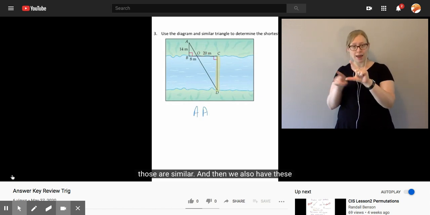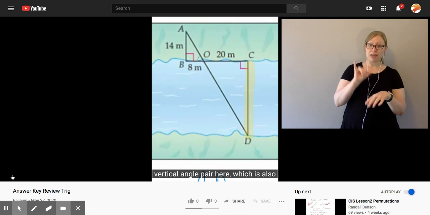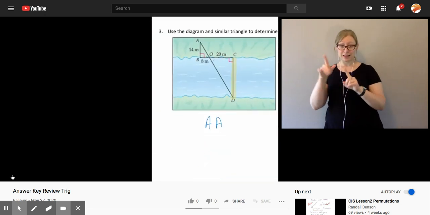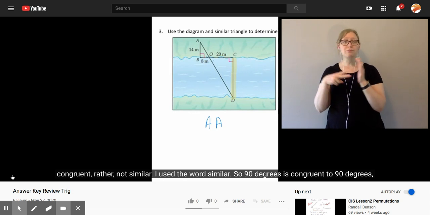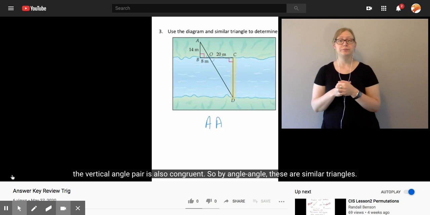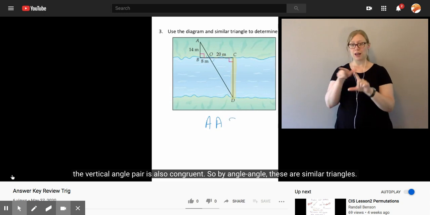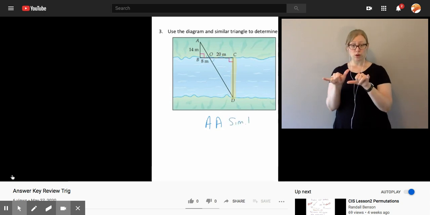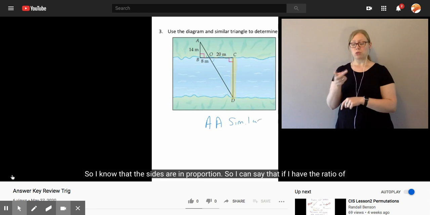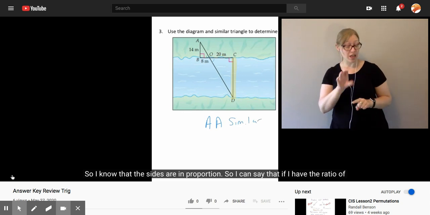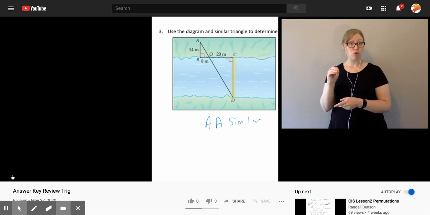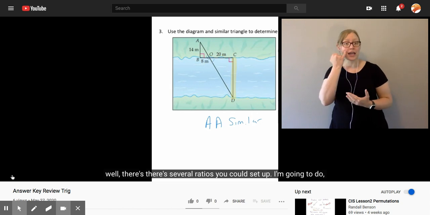And then we also have this vertical angle pair here, which is also congruent. Rather, not similar, I used the word similar. So 90 degrees is congruent to 90 degrees. The vertical angle pair is also congruent. So by angle, these are similar triangles. So I know that the sides are in proportion. So I can say that there's several ratios you could set up.